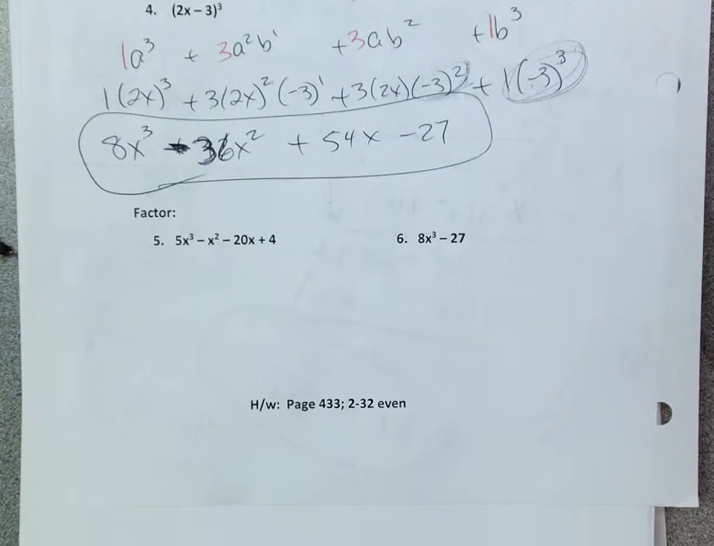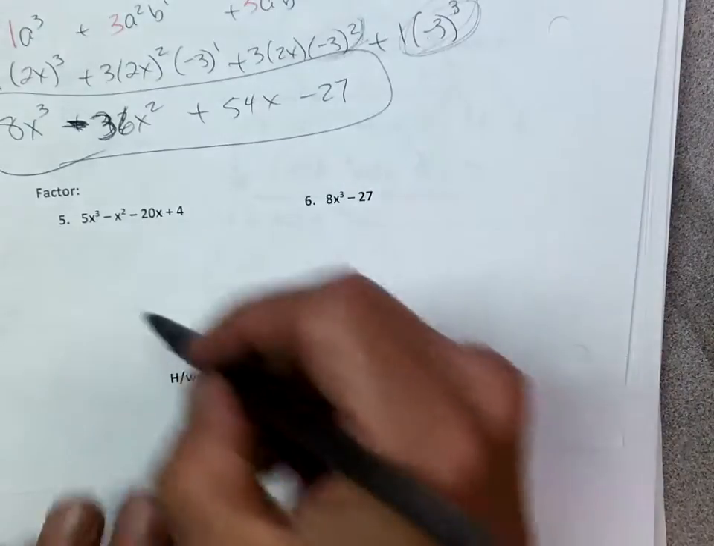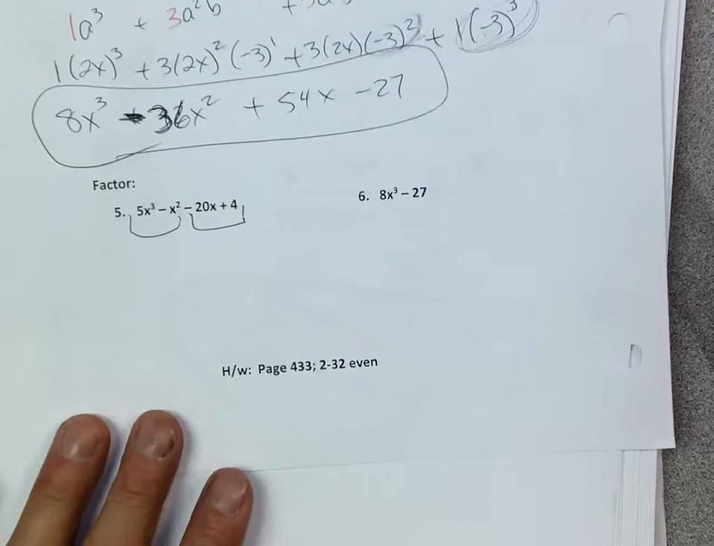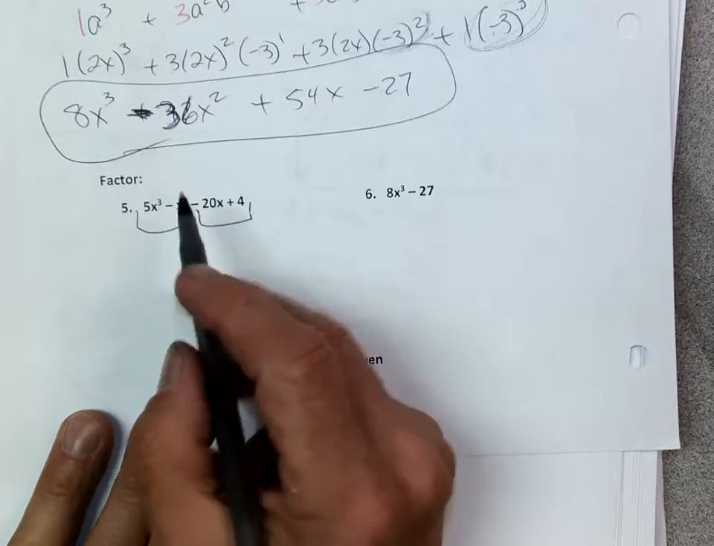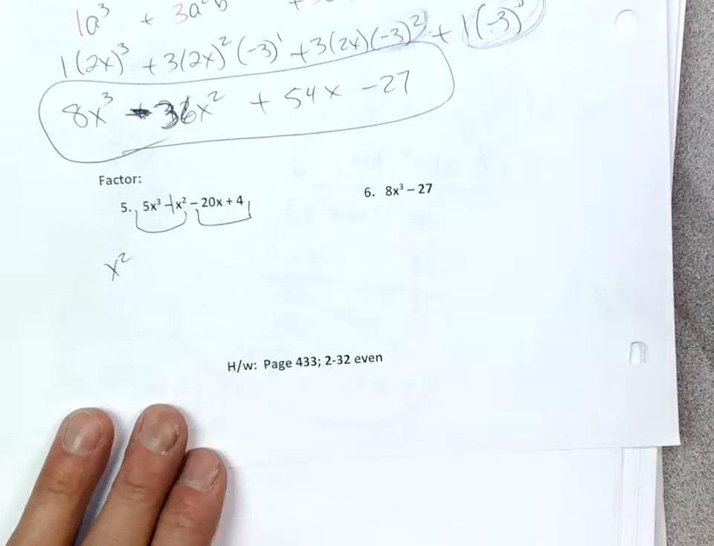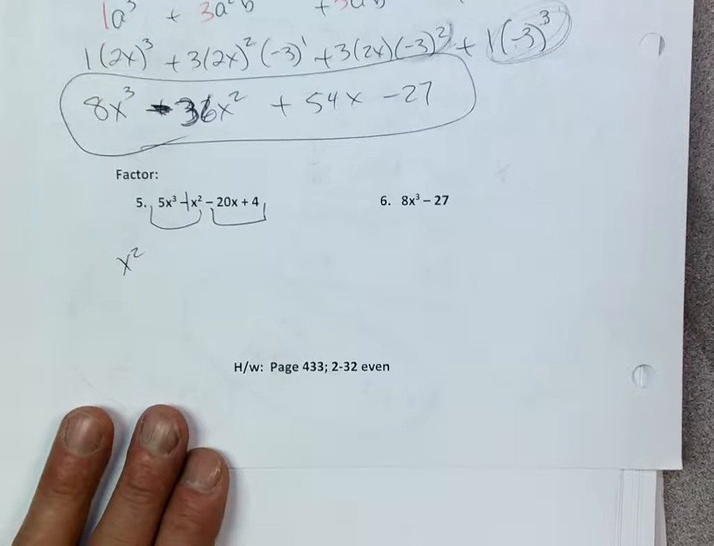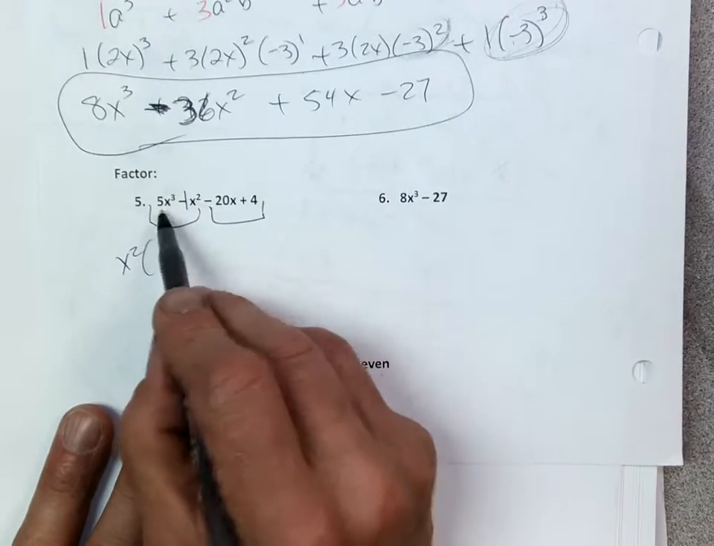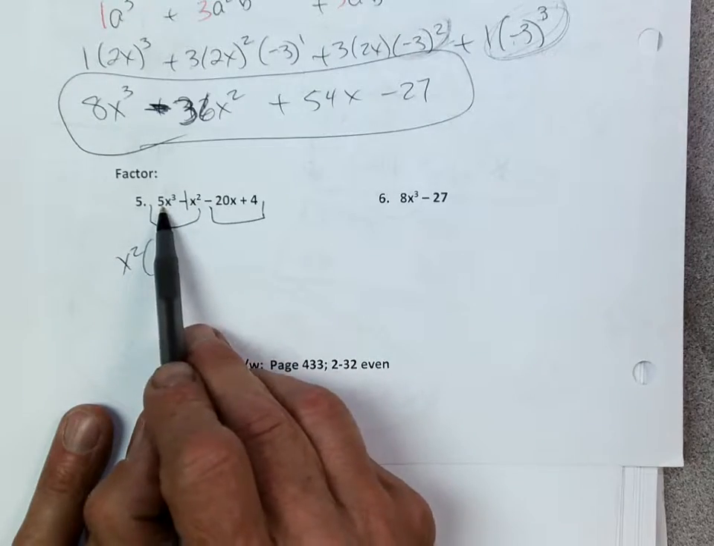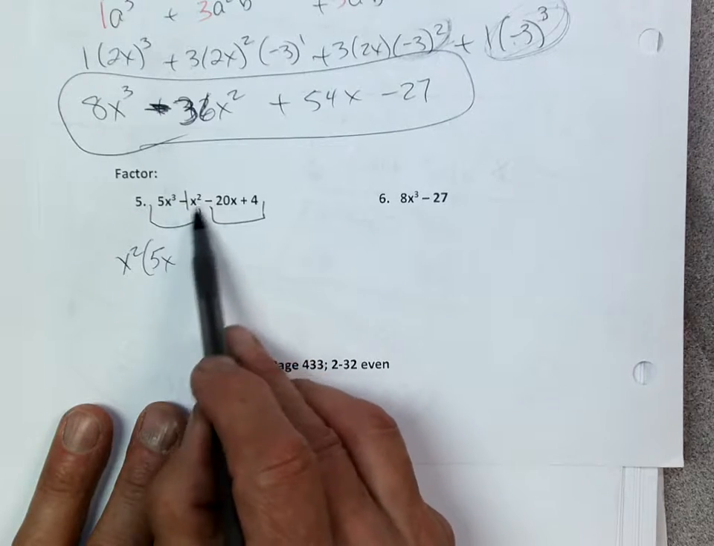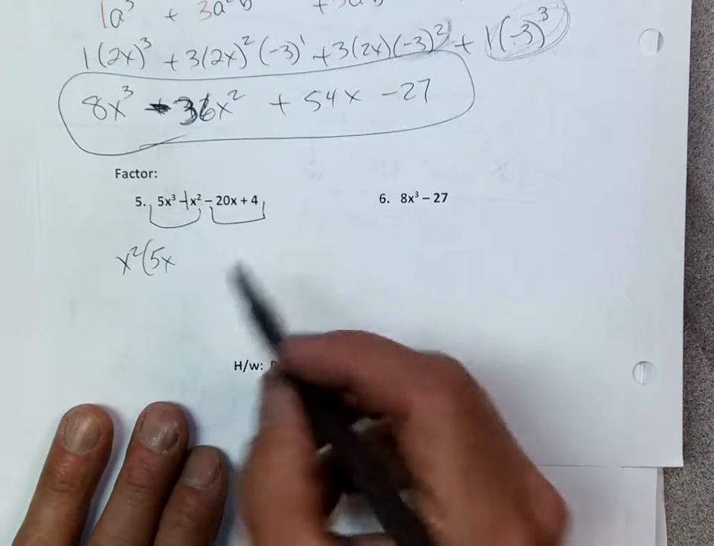What do you think? 4 terms. What do you do? Group it. We're going to group, right? So group those two. What do they have in common? How about an x squared? I'm going to put a 1 right here because it's going to help me out. If I take out an x squared out of these two, what's left? 5x. You guys agree? 5x. If I take out the x squared out of that one, x squared's gone, what's left over? Just a 1, minus 1, okay?